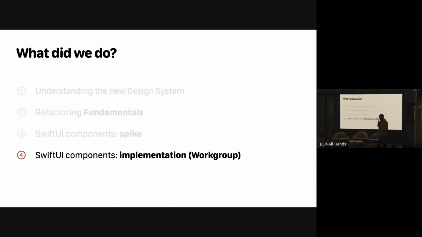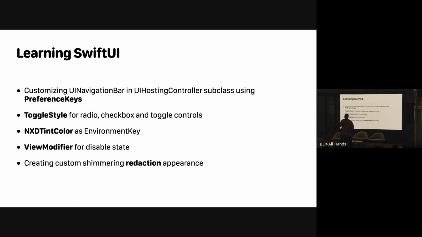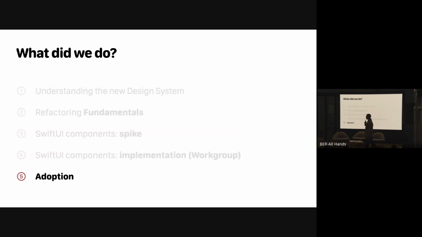So this emerged during the workgroup collaboration phase, together with the other findings that I cannot go into in detail, otherwise this is going to last like 5 days. I will mention the preference key later, though. In this list, there are cool things like toggle style, button style, or how we do our shimmering, redaction, custom appearance. The next phase is the adoption.